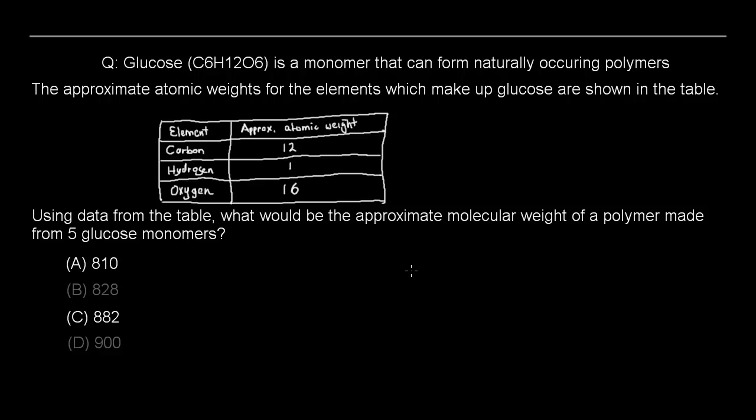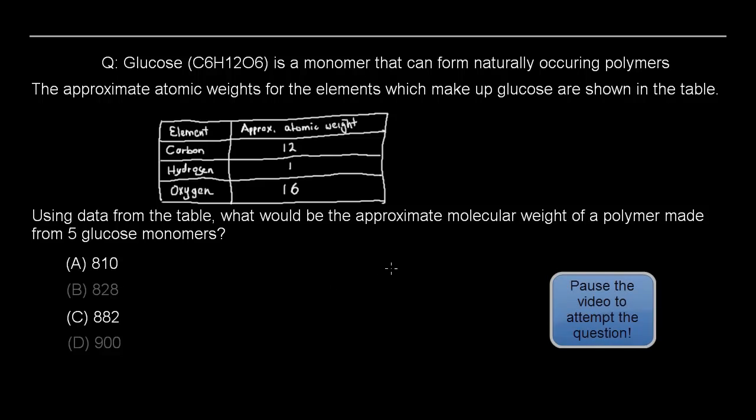The next one, I'll read it again. Glucose, C6H12O6, is a monomer that can form naturally occurring polymers. Approximate atomic weights for the elements which make up glucose are shown in the table. Elements: carbon atomic weight of 12, hydrogen atomic weight of 1, oxygen atomic weight of 16. Using data from the table, what would be the approximate molecular weight of a polymer made from 5 glucose monomers? So again, 5 seconds, and then attempt it yourself and I'll go over the answer.